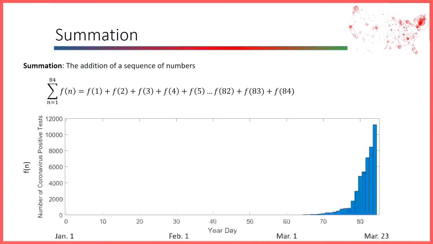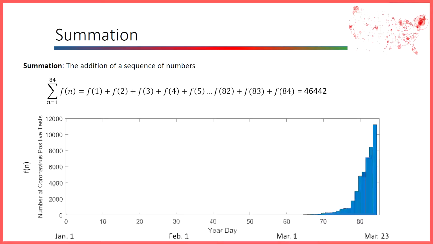Of course, f of n is the number of coronavirus positive tests on the nth day. So when we sum f of n from 1 to 84 and find the value 46,442, it tells us that there had been 46,442 positive tests in the US from the beginning of the year until March 23rd. Of course, that's not the only thing we could calculate using a summation.